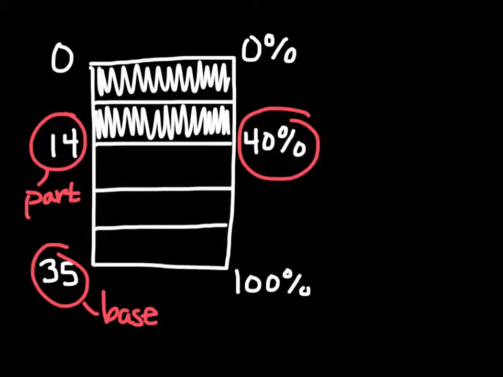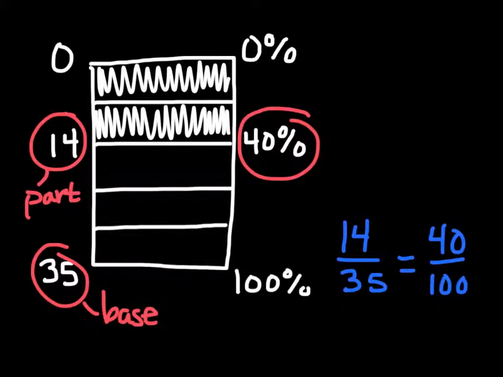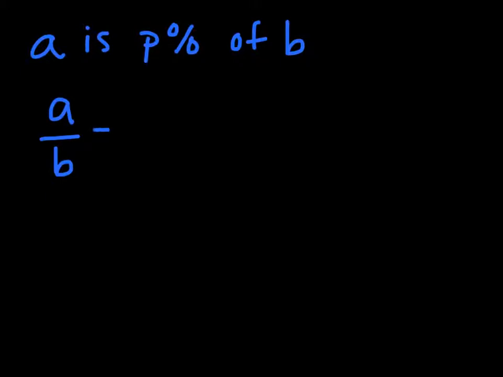We could also write this as a proportion. 14 out of 35 is equivalent to 40 out of 100. To express this in algebraic terms, we could represent that A is P% of B by writing a proportion A over B is equal to P over 100, where A is a part of the base B and P% or P over 100 equals the percent.